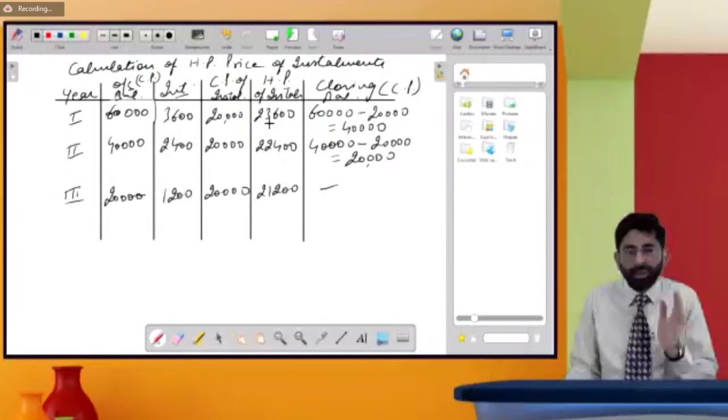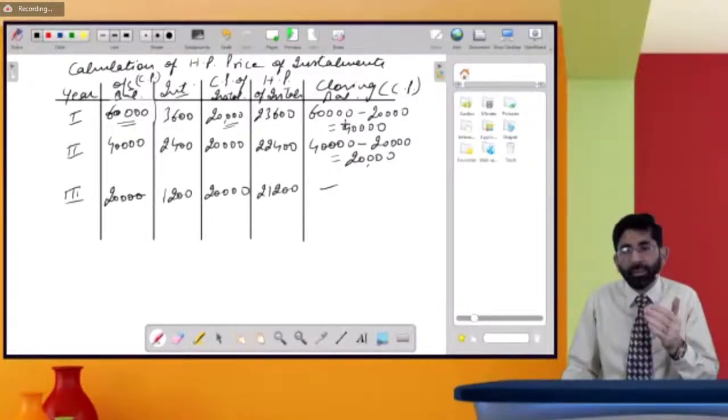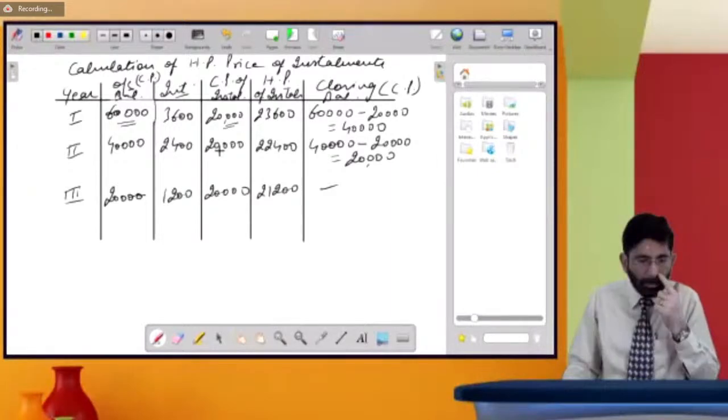And this is the HP price of installment, which will be easily calculated by adding interest in the CP price. And how to get the closing balance? For that, whatever is the opening balance, that is 60,000 given to you, minus CP of installment, that is 20,000. This is calculated for the purpose of calculating interest amount, because interest amount is always calculated on opening balance of CP price. So is that clear, beta?